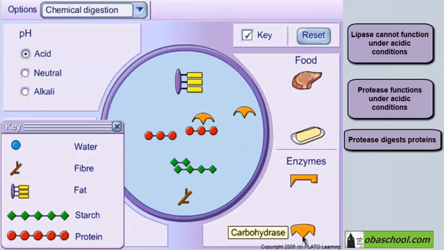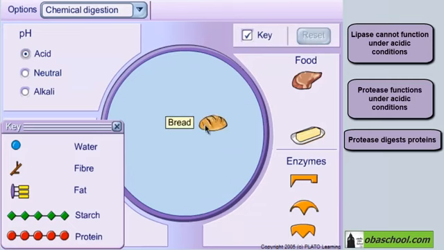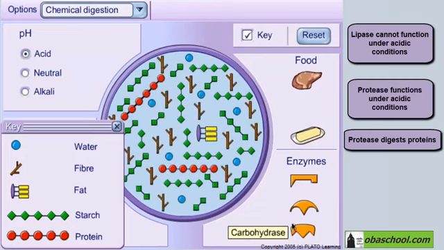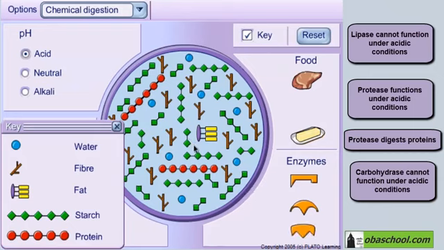And can we add carbohydrates? Now let's try to digest the starch. Notice that we can't do that using carbohydrates because carbohydrates, again, doesn't work in acidic pH. So this is how bread is digested in the stomach. Only the protein part is digested.